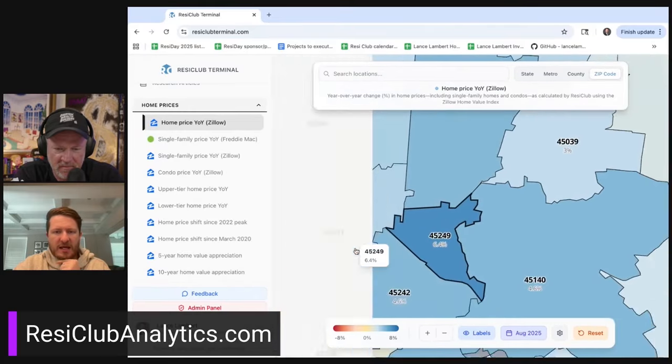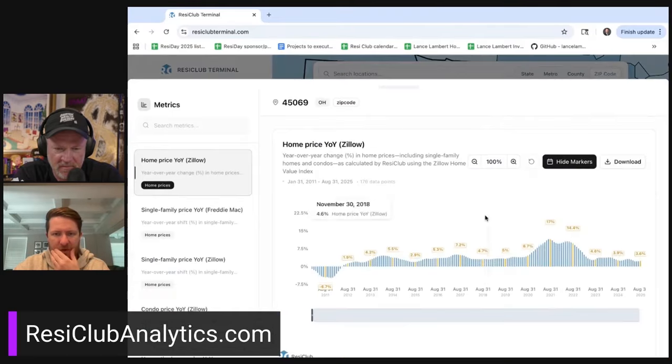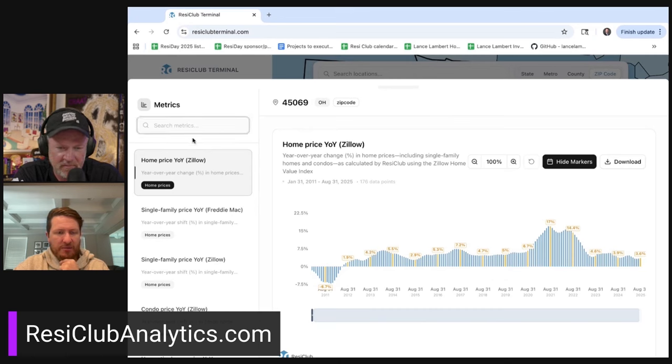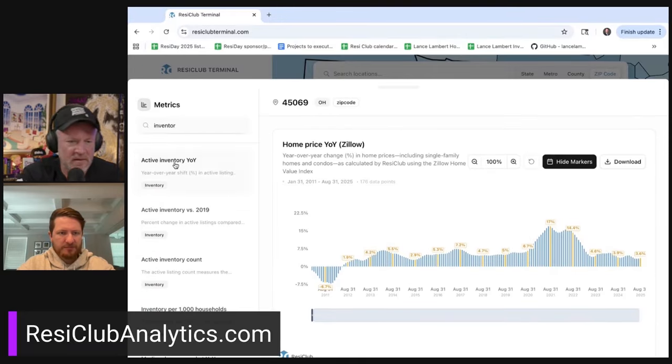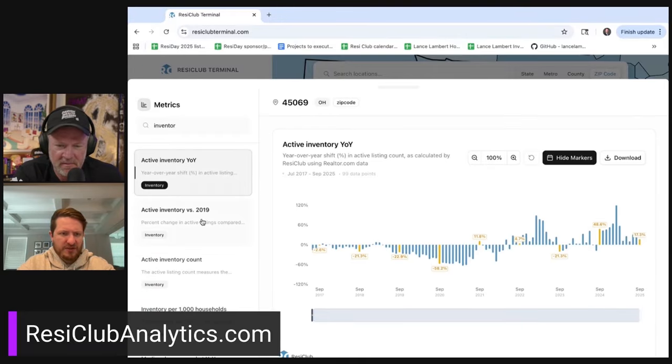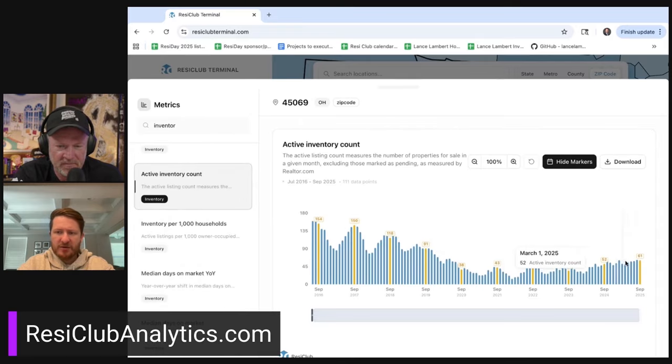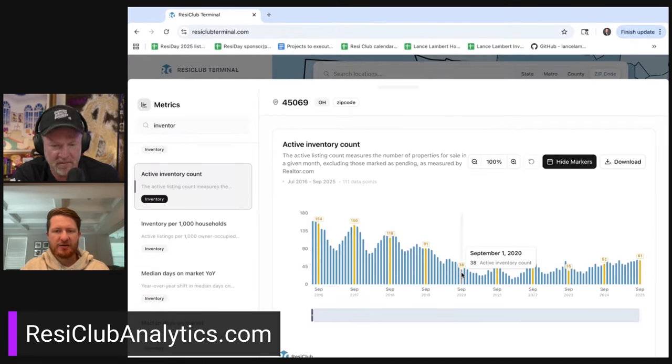And then let's say you want to select a zip code, you select your zip code and you can see the variables in that specific zip code. And then you can go through these different metrics, scroll through, and you want to see inventory, year over year change in inventory, how many homes are for sale in that market. And then I make sure to do a bar for the same month because there's seasonality in housing, right?